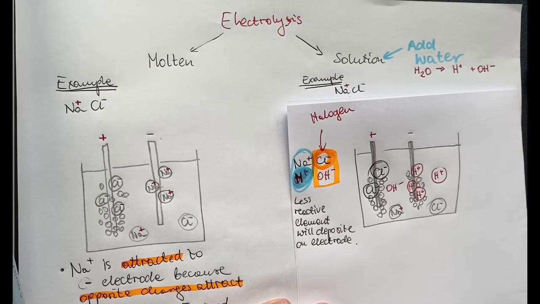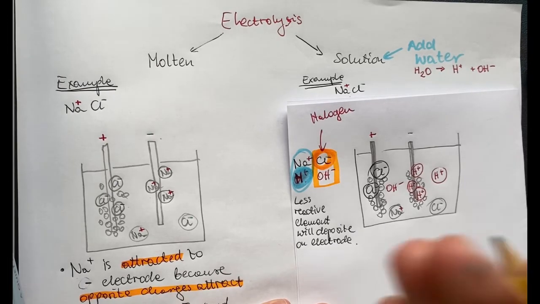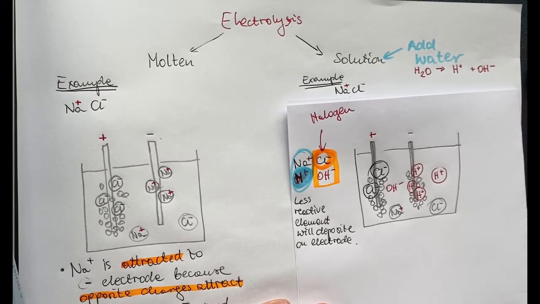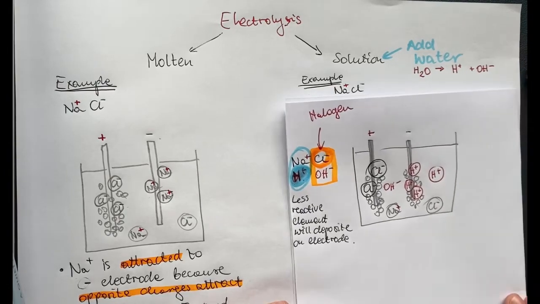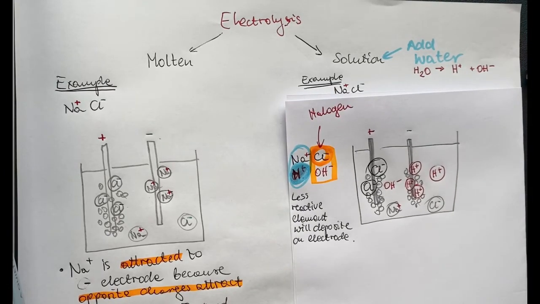The positive ions are attracted to the negative electrode because opposite charges attract. Positive ions will gain electrons to become neutral and deposit on the electrode. Negative ions will lose electrons to become neutral and they deposit on the electrode. Simple as that. That's all it is. So let's have a look, how would that look in the questions?